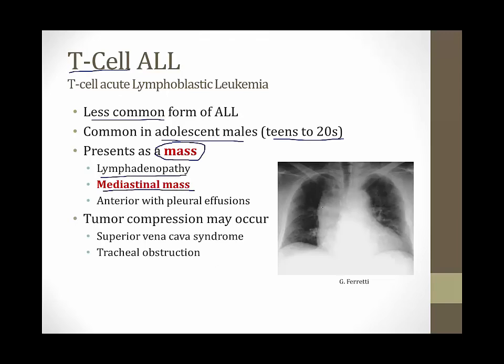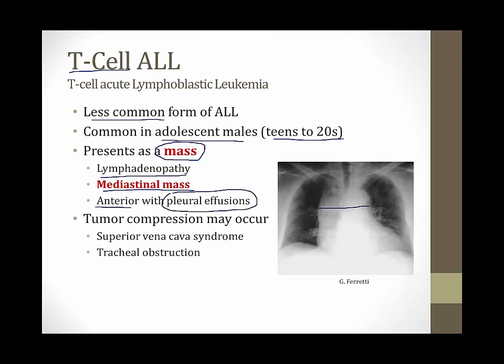This is a chest X-ray on the screen showing a widened mediastinum. This is the type of chest X-ray you could see in someone who has T-cell ALL. One of the reasons for the mediastinal mass and the widened mediastinum is that the thymus is usually involved. And as you know, the thymus is where T cells develop, so it makes sense that it would become enlarged and develop into a mediastinal mass in a child or a young adult who has T-cell ALL. The thymus is an anterior structure, and therefore the mediastinal masses that occur in T-cell ALL are usually anterior, and they're often associated with pleural effusions.